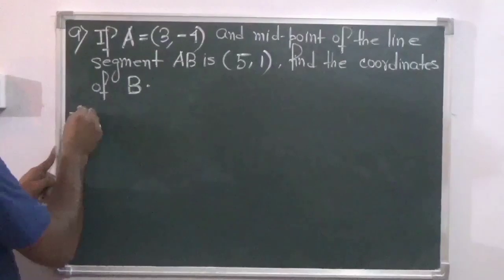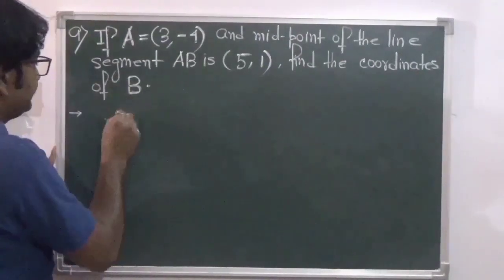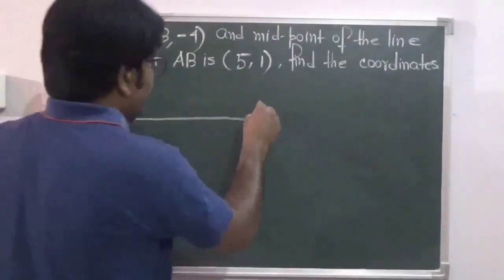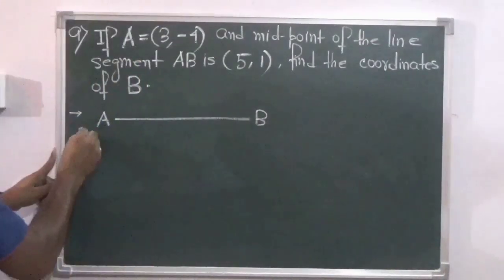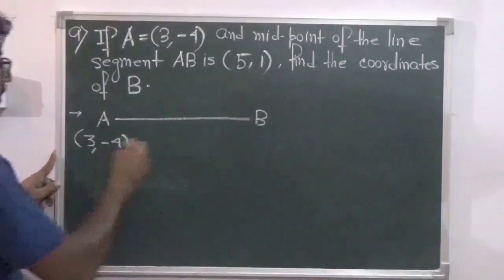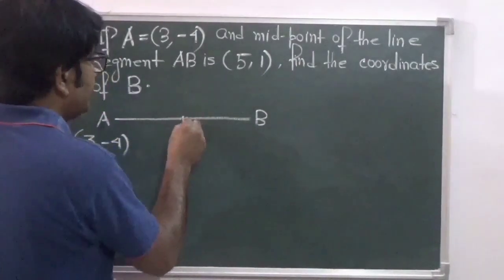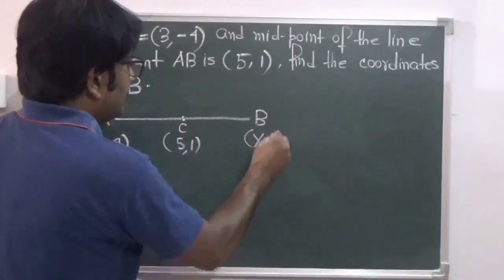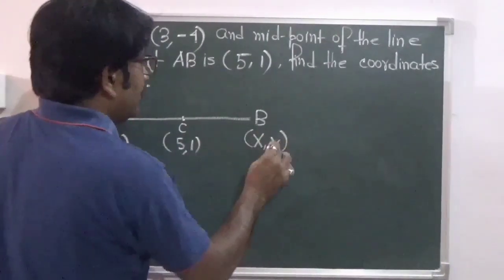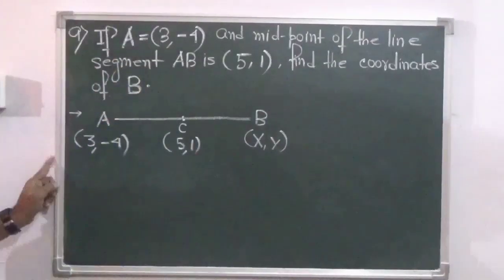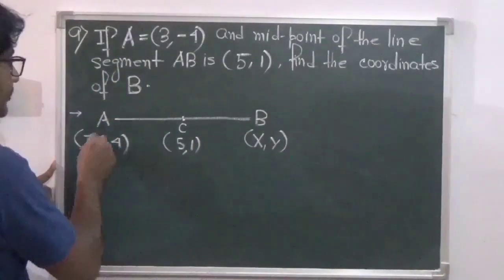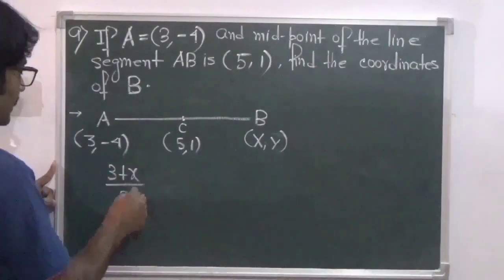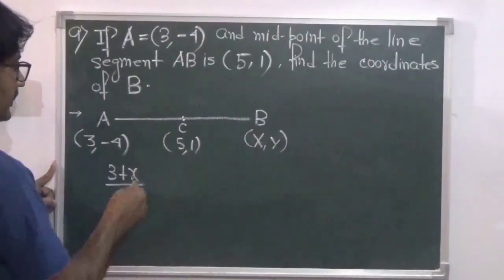So let us first draw the diagram. This is A, this is the point B. Point A is given as (3, -4). The midpoint, suppose C, is given as (5, 1). We have to find the coordinates of B and let it be (x, y). So applying the midpoint formula, we have (3 + x)/2 equals 5.